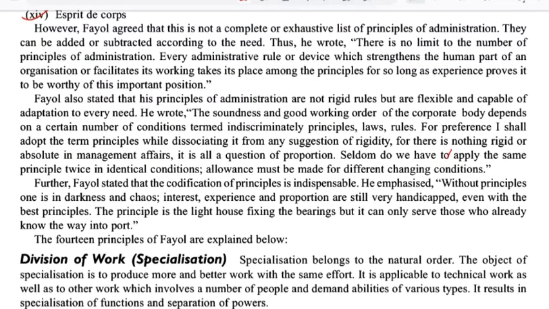Fayol agreed that this is not a complete or exhaustive list of principles of administration. They can be added or subtracted according to the need.